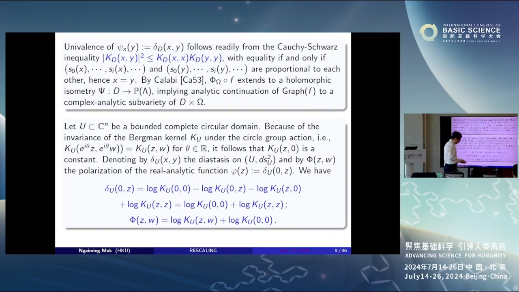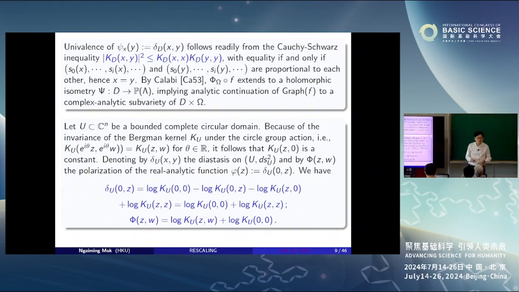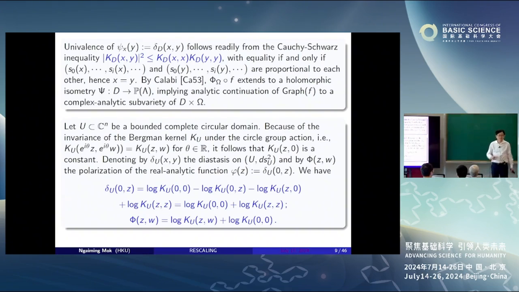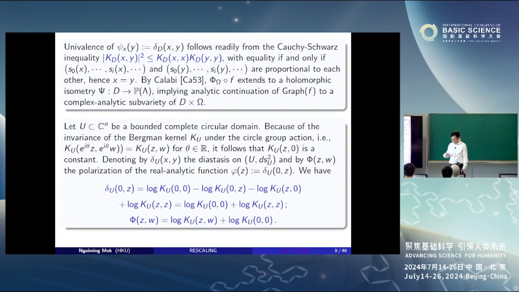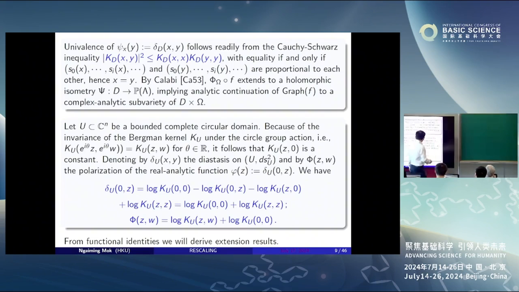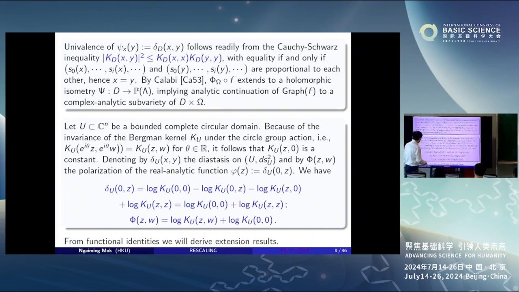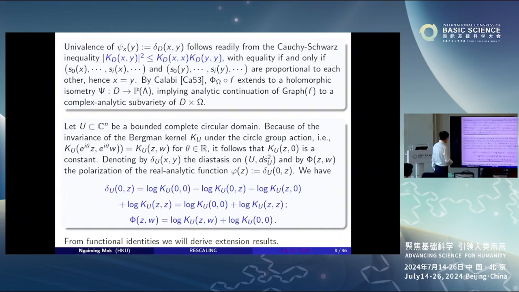The key point about these domains, bounded symmetric domains, is that they are circular domains. These are the Harish-Chandra realizations. The circular domains, when you look at the Bergman kernel, have the action of the circle group. So invariance under the circle group simplifies the problem. So these are the diastasis, or polarization of diastasis, written as capital Phi(z,w).